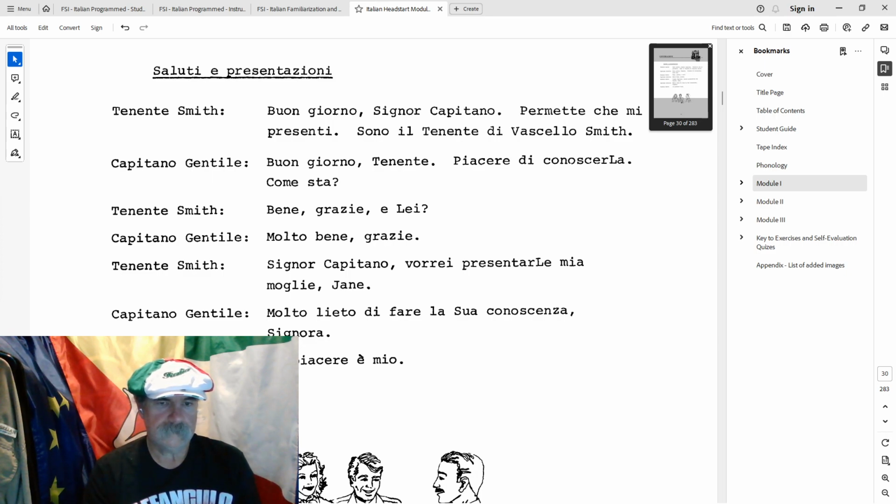Captain Gentile replies that he is very happy to meet Mrs. Smith. Molto lieto di fare la sua conoscenza, signora. Repeat. Molto lieto. Di fare la sua conoscenza means to make your acquaintance. Your acquaintance is, La sua conoscenza. Repeat. La sua conoscenza.